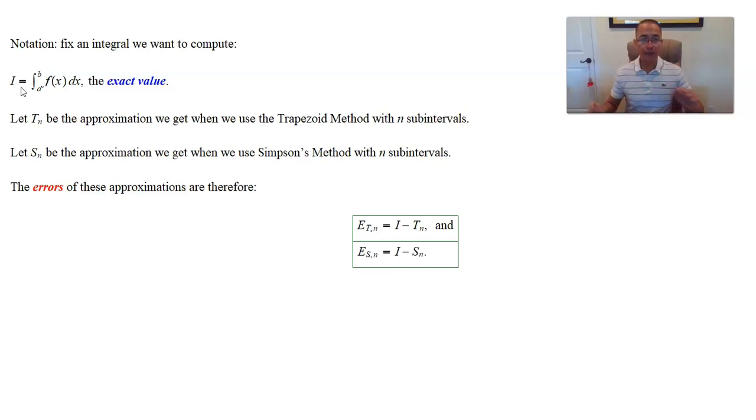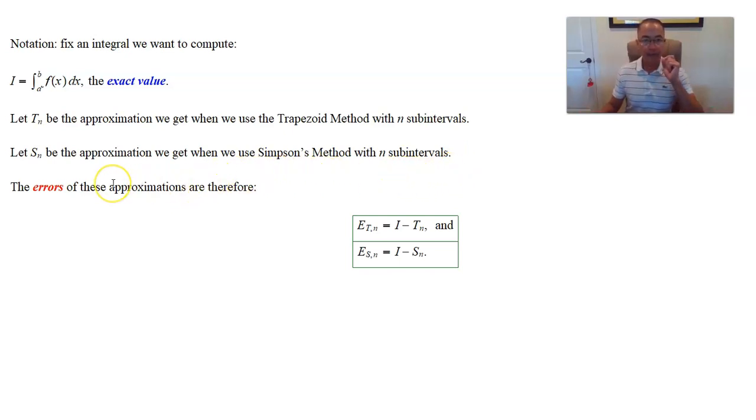What we found in the last video were approximations for this integral. So we got two answers. For the trapezoid method, we will write T sub n to be the approximation that we get when we use the trapezoid method using n subintervals. So T sub 8 was the first answer that we got in the previous video. Similarly, we will denote by S sub n the approximation that we get when we use Simpson's method with n subintervals. In our last example, we got S sub 8 since we used 8 subintervals for Simpson's method.